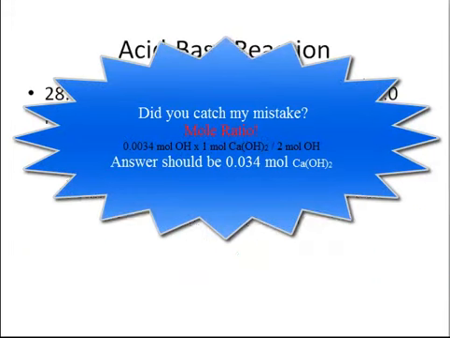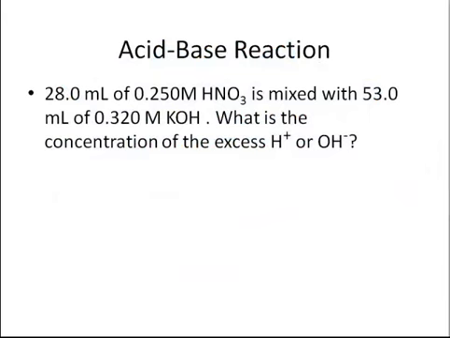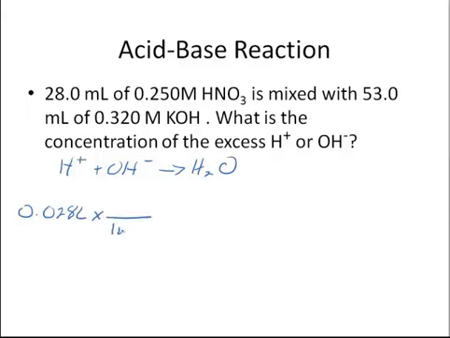So try one all on your own. Look at this problem. Pause the video, see if you can figure out what the concentration of the excess is. It's a little challenging, so give it a shot. All right, let's see how you did. Well, the first thing I'm going to do is write out my reaction. It is an acid-base neutralization, so H plus and OH minus yield H2O, right? The first thing I've got to do is find the moles of my H plus. So I'm going to take my 0.028 liters and multiply by the concentration, 0.25 moles per 1 liter. And that's going to give me 0.007 moles of H plus, right?